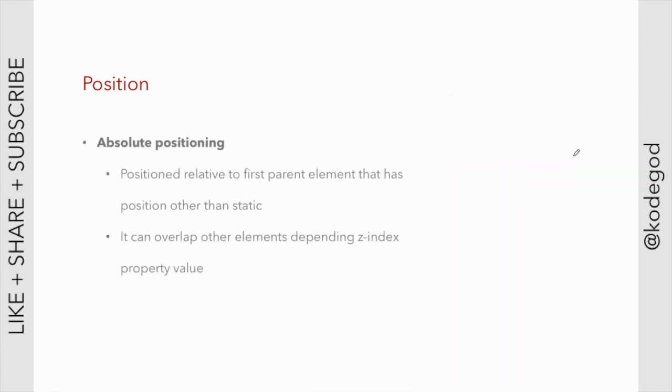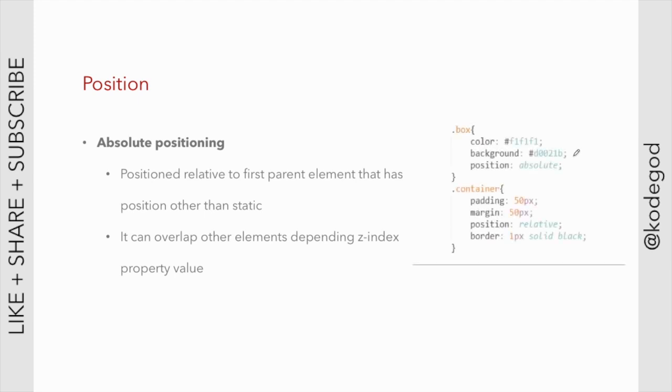Then next we have absolute positioning, which is commonly used. When we use absolute as the position value, the element to which this value is applied is positioned relative to the first parent element that has a position other than static. It is used when you have a requirement wherein a certain element needs to be overlapped with other elements, and it works better with the z-index property. We will see the z-index property in upcoming slides.